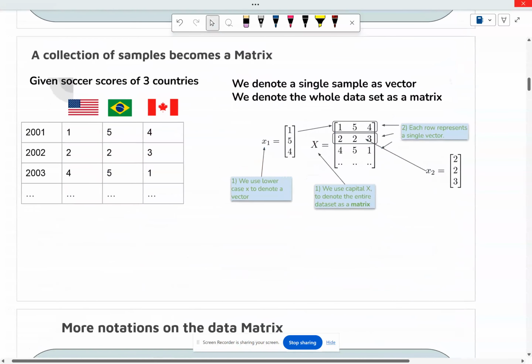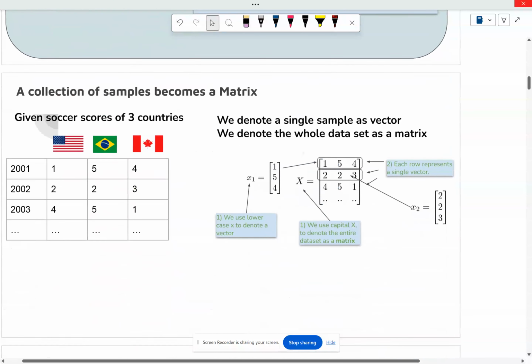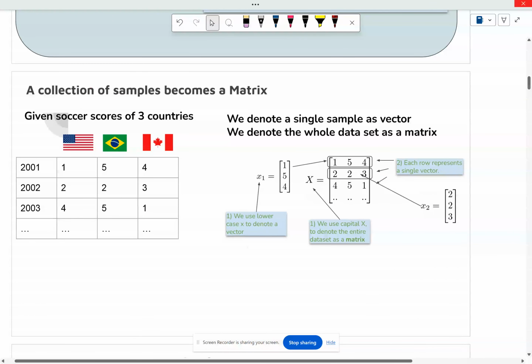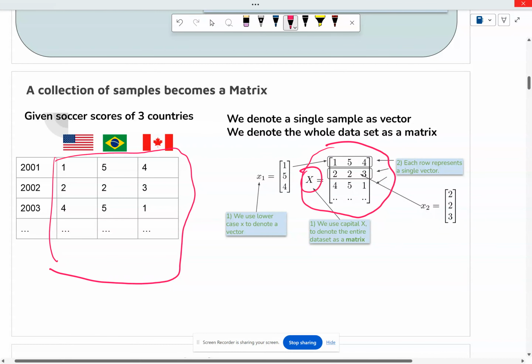Once we have a collection of samples, like I showed you, it's not just one single sample; we have multiple samples. The first sample is x1 and the second sample would be x2. When we have multiple of them, what we like to do is stack them together. So over here, 154, notice I stacked them together, and 223, I stacked them together. When we have more than a single column, where we have multiple columns, this right here is a matrix. So X is a matrix.